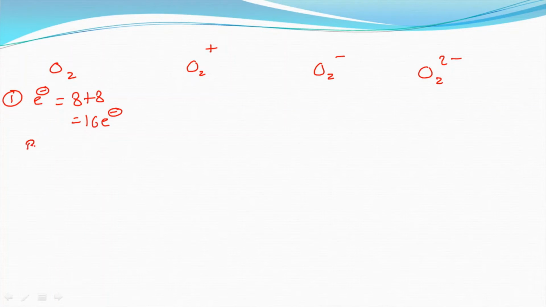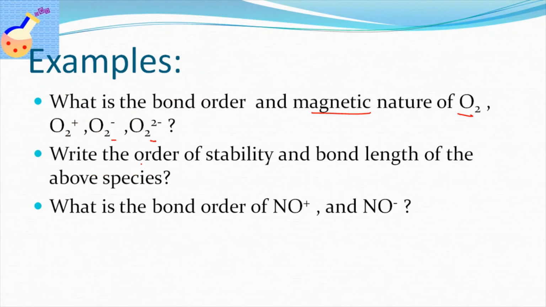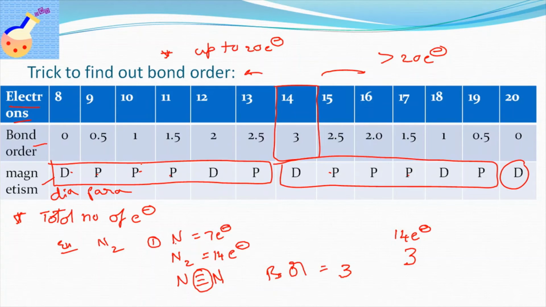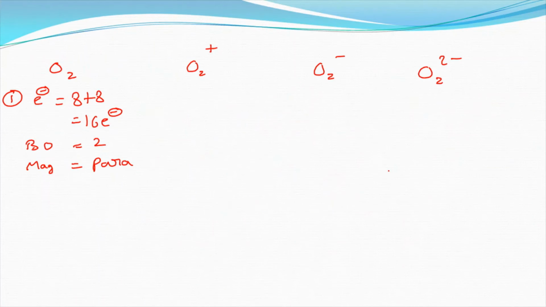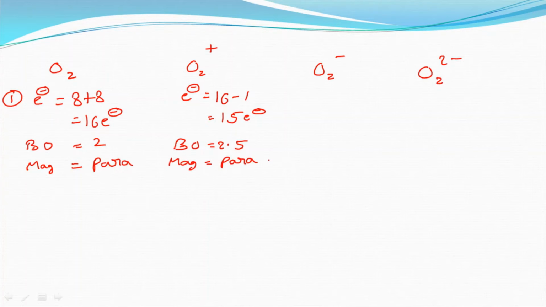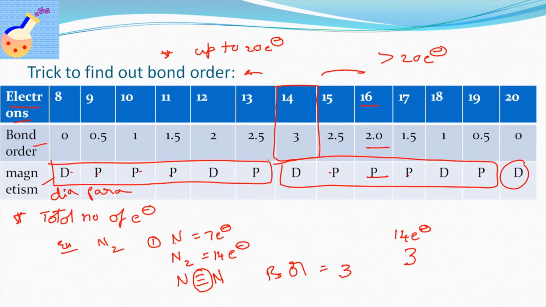If 16 electrons are there, bond order is 2 and magnetic nature is para. Let us check it with the table. See, 16 electrons, bond order 2, paramagnetic in nature. Right? Now O2 positive, total number of electrons are 16 minus 1, 15 electrons. For the 15 electrons, bond order is equal to 2.5. Magnetic nature is again paramagnetic. If you have any doubt, you can check it with the table. See, 15 electrons, 2.5, paramagnetic.